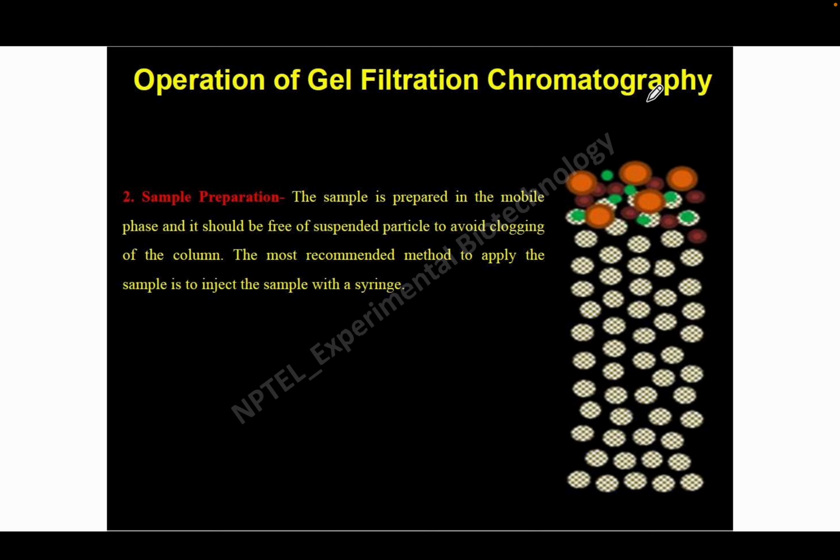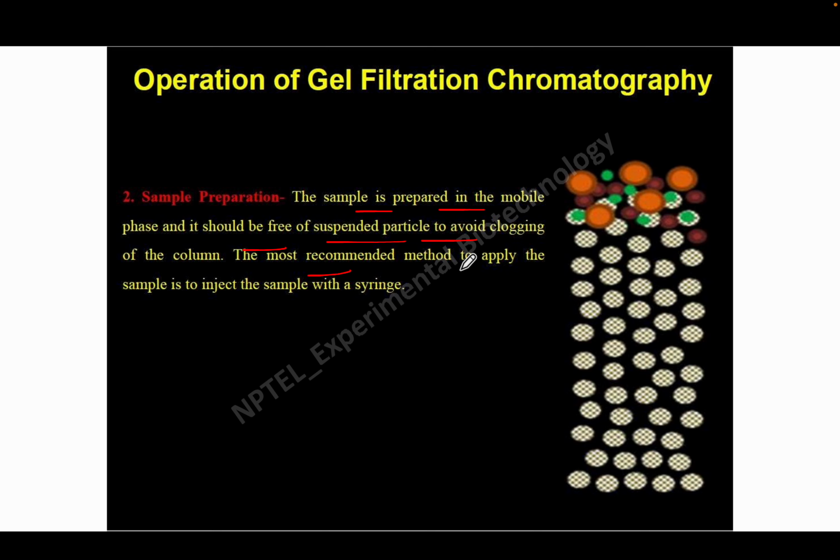Operation of gel filtration chromatography, sample preparation. The sample is prepared in the mobile phase and it should be free of suspended particles to avoid clogging. So before loading the sample, you have to centrifuge the sample for 25 or 30 minutes. Whatever small particles you have will sediment and precipitate, and you will collect the supernatant and load it into your column. Okay.